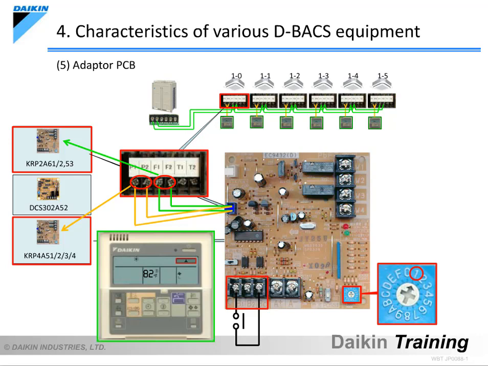When a variable resistor is connected to terminals A+ and A-, the set temperature on the remote controller can be changed by changing the resistance value. For example, if the resistance value is changed to 66 ohms, the set temperature is changed to 75 degrees Fahrenheit.